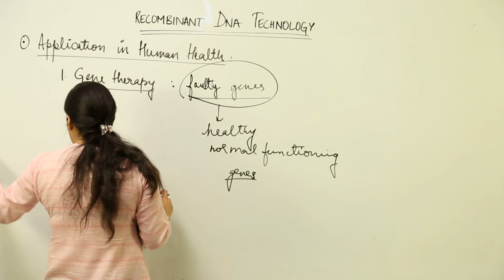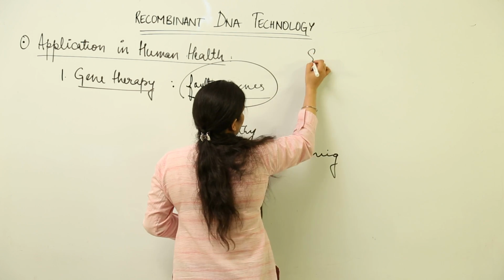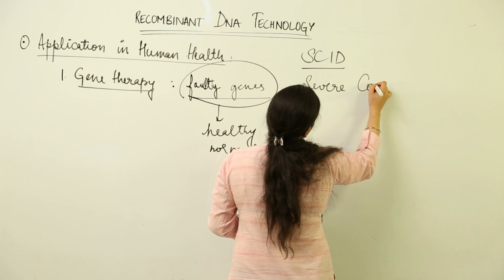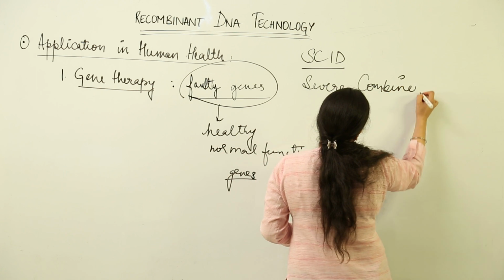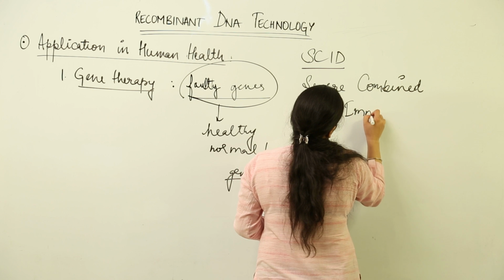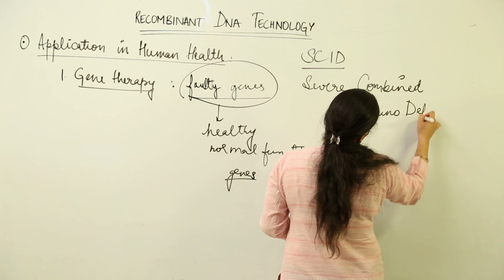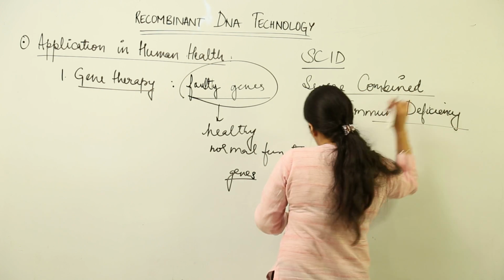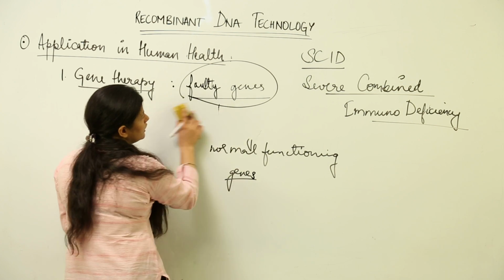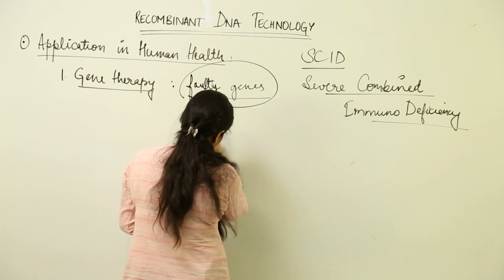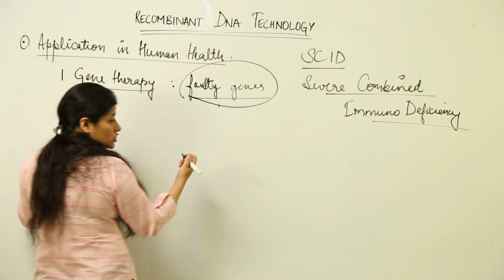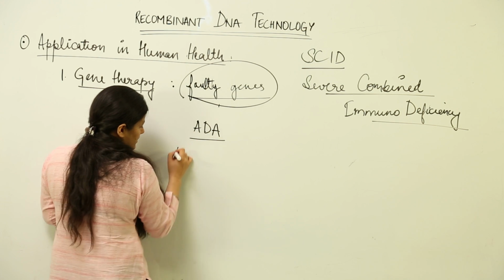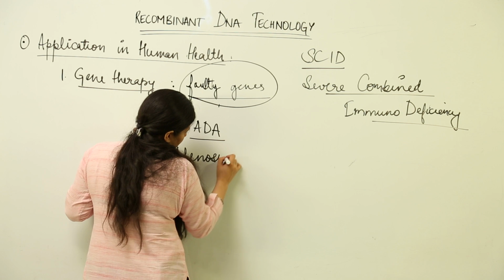Now, we are going to consider the example of SCID. It stands for severe combined immunodeficiency disorder. The name is huge, hence abbreviated, but the root cause for such a long-named disease is a faulty gene. What is that faulty gene? That faulty gene is the gene responsible for ADA formation. What is this ADA? It is adenosine deaminase.